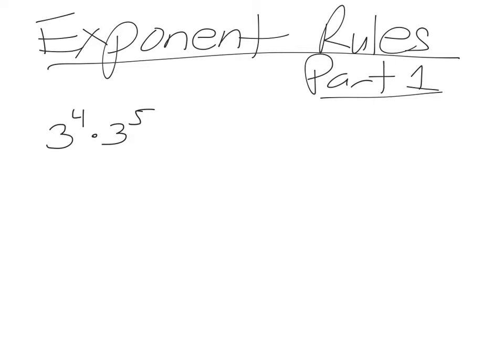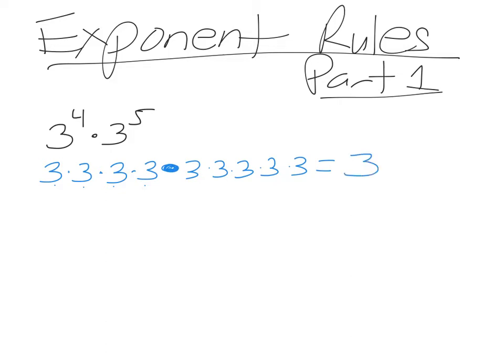3 to the 4th is really 3 times 3 times 3 times 3. That's times 3 to the 5th, which is 3 times 3 times 3 times 3 times 3. Well, if you think about that all together, that's really 3 multiplied together 9 times, which is actually 3 to the 9th power.